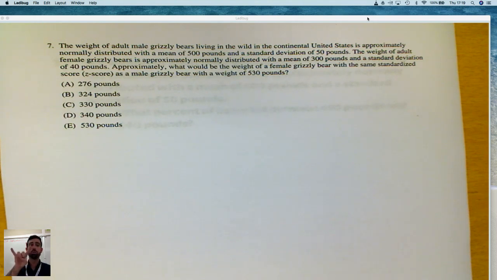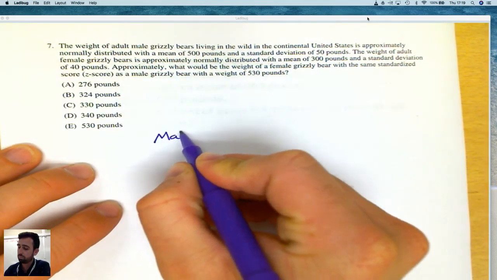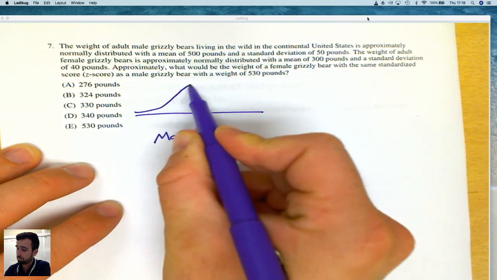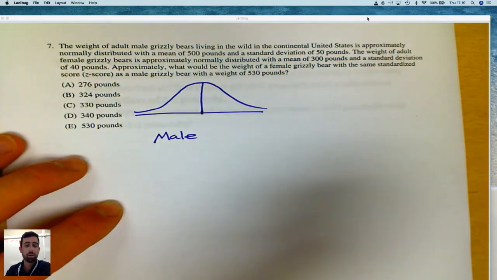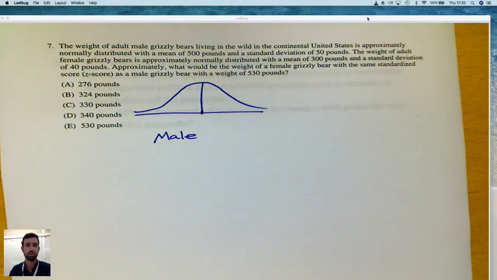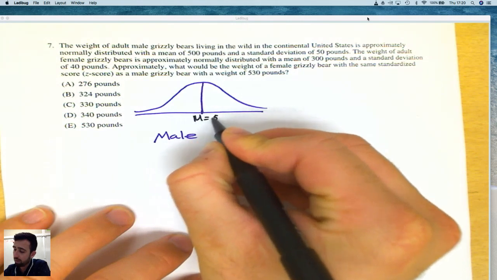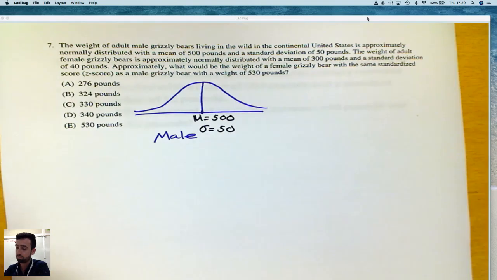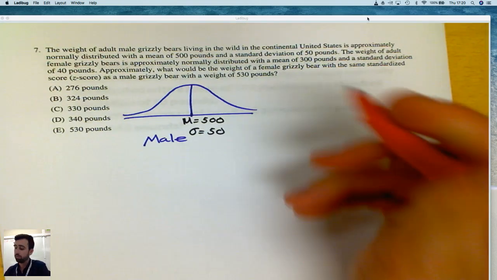We have two distributions here. So first we have our male distribution. As you draw these more and more, you'll get better at making them symmetrical. I'm okay, I'd love to improve that. But we have an average for the males of 500 with a standard deviation of 50. And the score that we're looking for is 530.